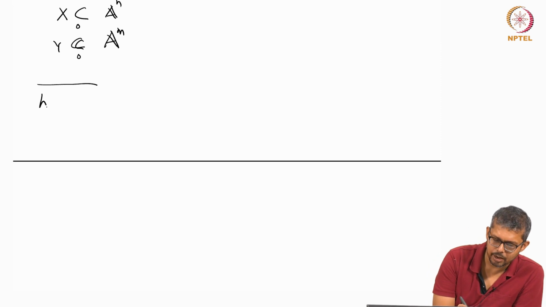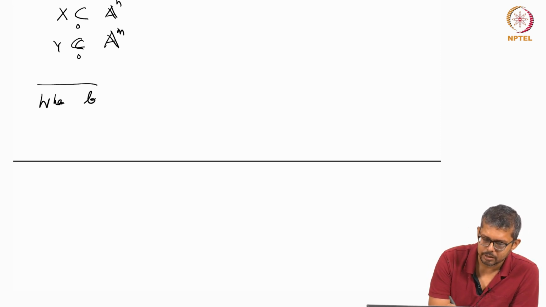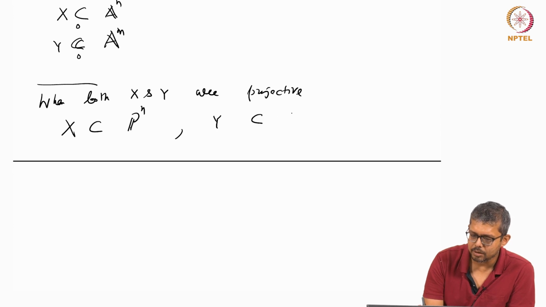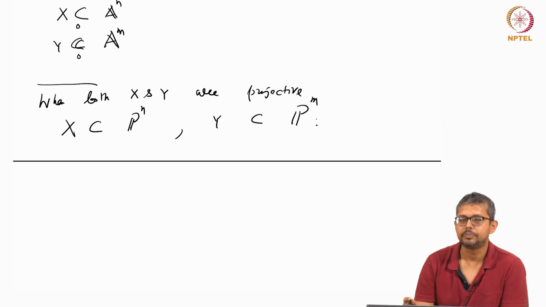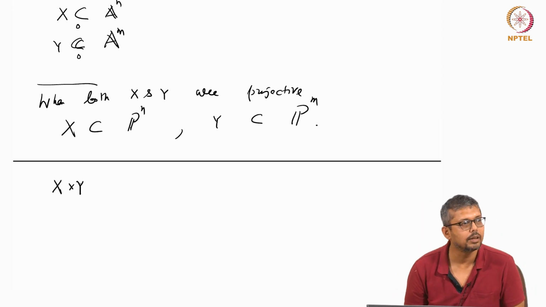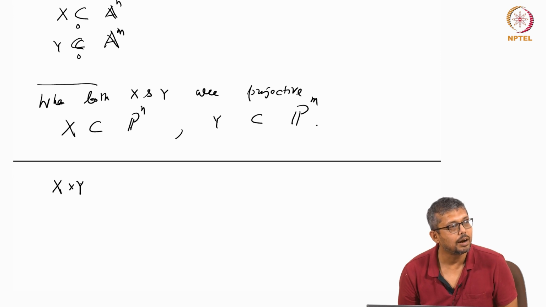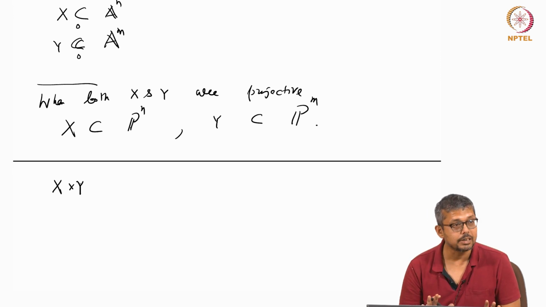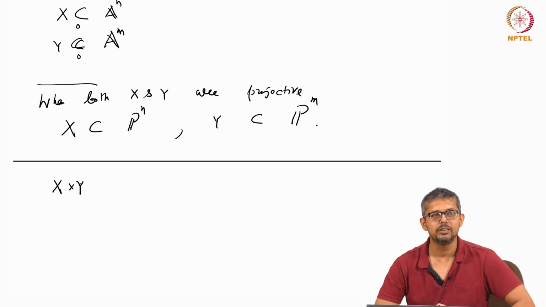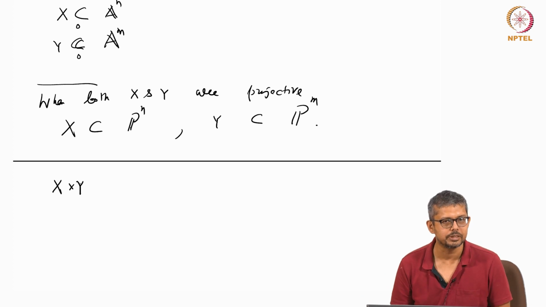So now when both X and Y are projective, so that is, X is some closed subset in P^n and Y is in P^m. So how do you define X cross Y? First I want to say that on X cross Y, I can give a projective variety structure. So that means it should be a closed subset in some projective space.